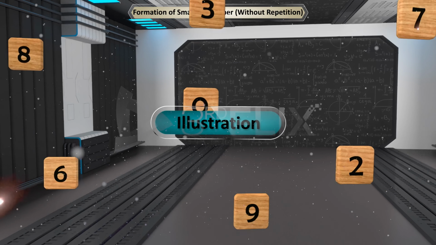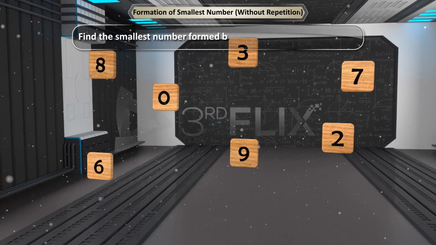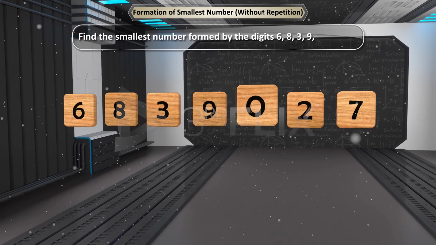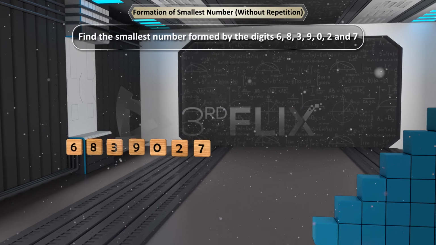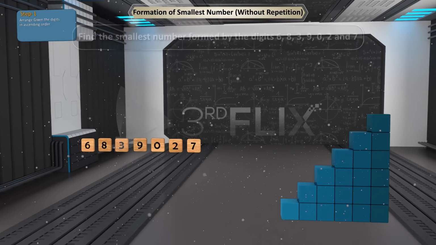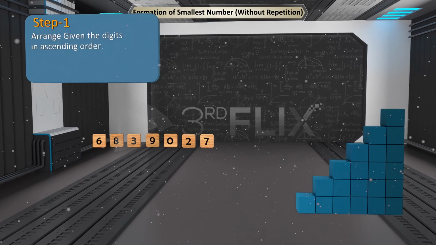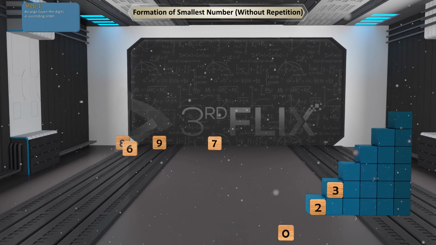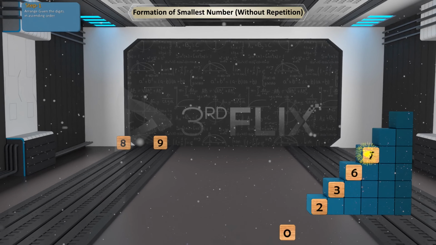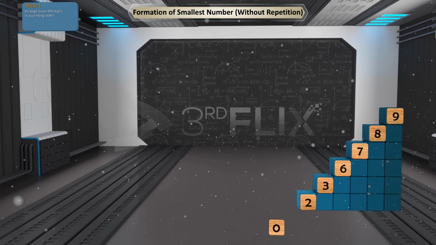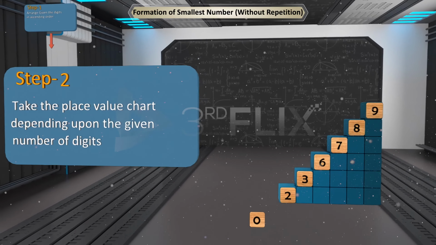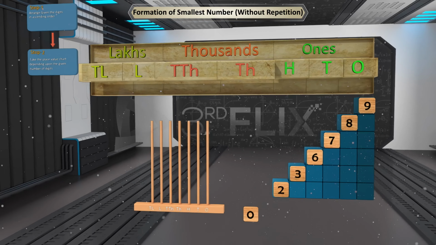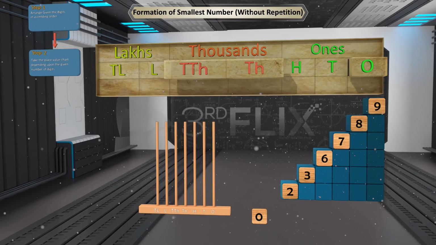Illustration. Find the smallest number formed by the digits 6, 8, 3, 9, 0, 2 and 7 without repetition of digits. Step 1. Ascending order. 0, 2, 3, 6, 7, 8, 9. Step 2. Here the number of given digits are 7. Take the place value chart up to 7 places, that is, up to 10 lakhs.